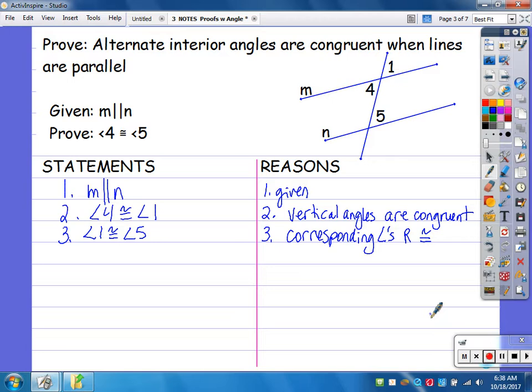Alright, so now I've got 4 is congruent to 1, 1 is congruent to 5, and I have not used alternate interior angles, so I'm all good. Now I need to link 4 to 5, and so if we think back again to our warm-up, I know that if 4 is the same as 1 and 1 is the same as 5, then 4 has to be the same as 5. So angle 4 is congruent to angle 5, which is what I'm trying to prove. My reason is going to be the transitive property of congruence.